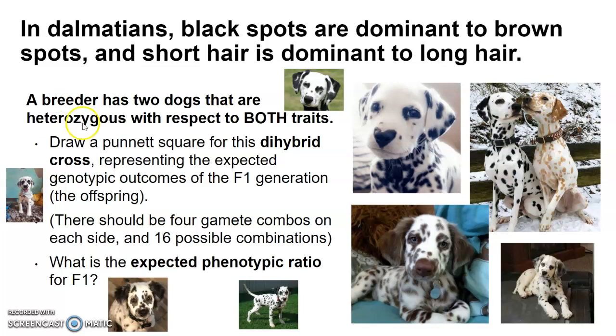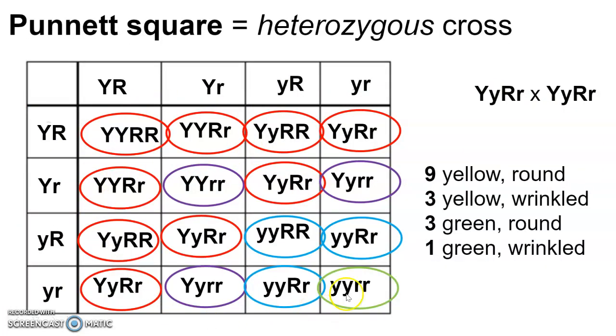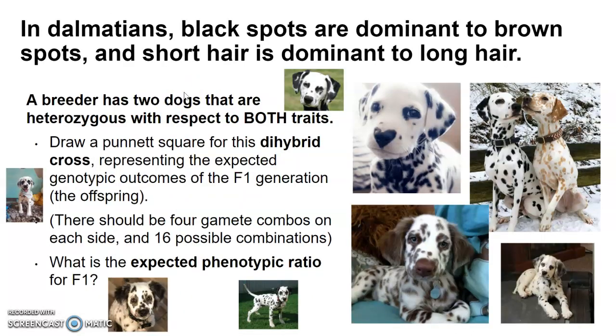Okay, so you would be drawing a Punnett square for this dihybrid cross representing the expected genotypic outcomes of the F1 generation. Well, the genotypic outcomes are exactly what we find in the middle of the Punnett square. These are the genotypes of the offspring given the fertilization event of the gametes on the sides. So these are the official finalized genotypes of all the potential fertilization events that could occur between these two parents. Okay, there should be 4 gamete combos on each side and 16 possible combinations.